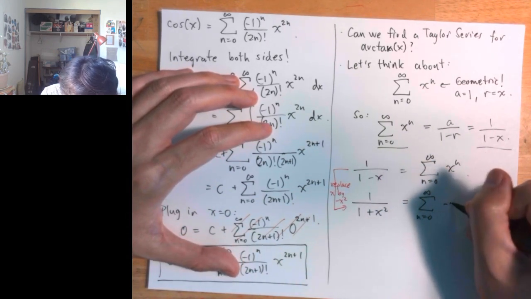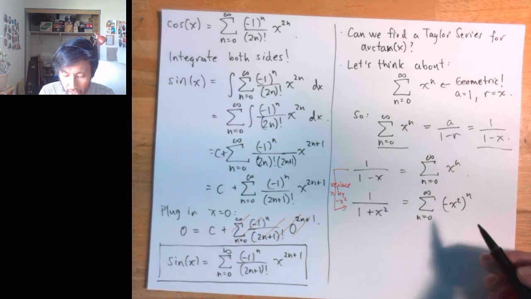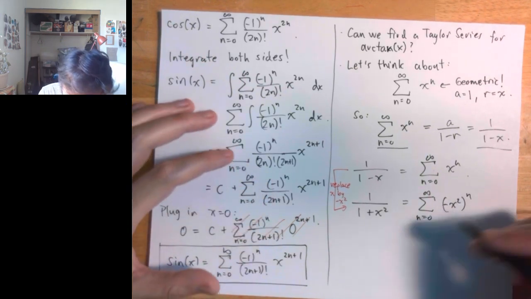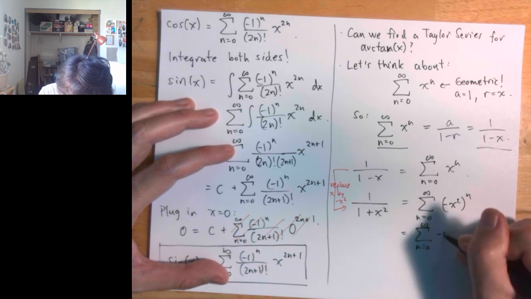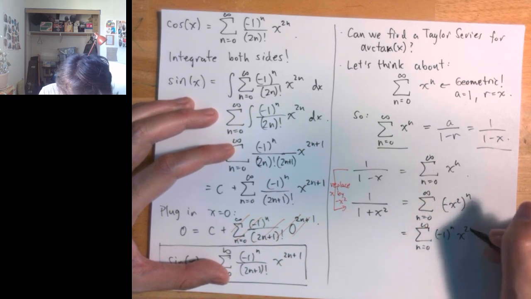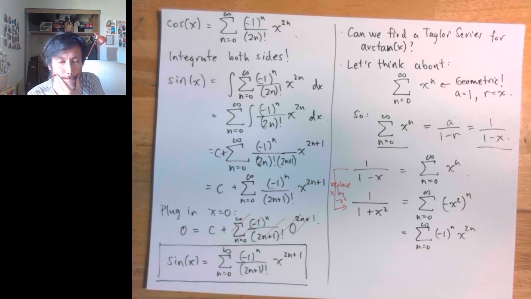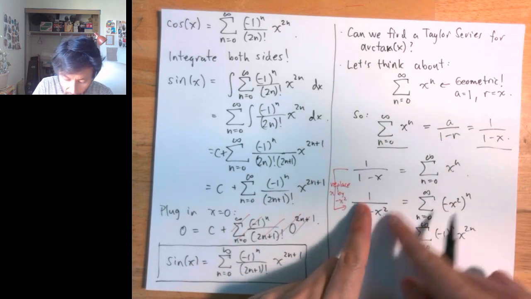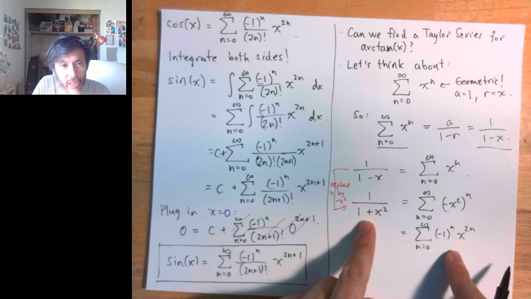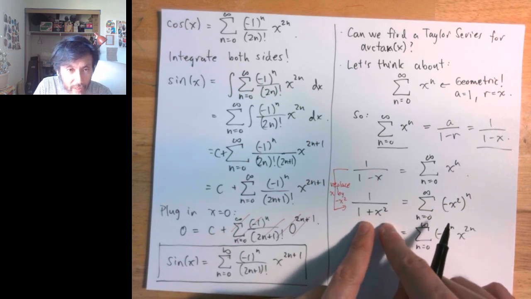So we get negative x squared, this whole thing to the nth power. And notice the care that I'm taking because of the order of operations issue. So this is the same thing, of course, as the sum from n equals 0 to infinity of negative 1 to the n times x to the 2n power. Is that clear? And now what are we going to do? So remember, our goal was to figure out the Taylor series for arctan of x. Now what we're going to do is we're going to integrate both sides. Because what do we know? The integral of 1 over 1 plus x squared is arctan of x plus c.